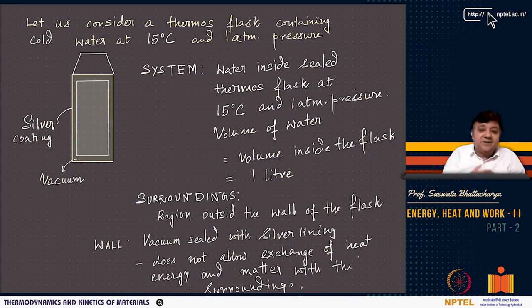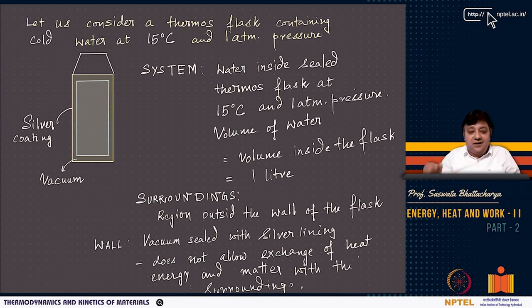Is it an isolated system? Is it a closed system? Is it an open system? Open system means it allows transfer of energy as well as transfer of matter. When it's a closed system, it only allows transfer of energy between the system and surroundings, but it does not allow transfer of matter.